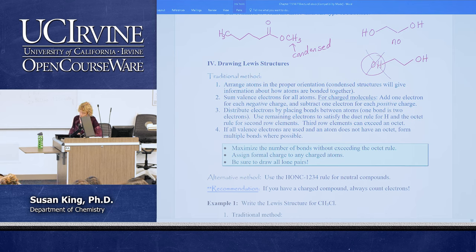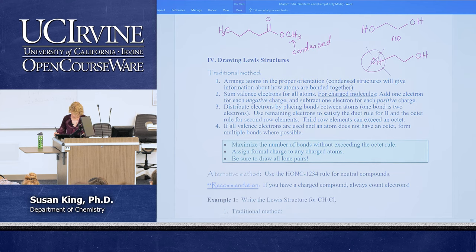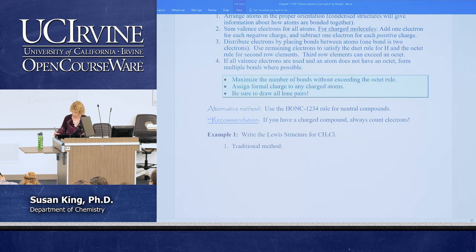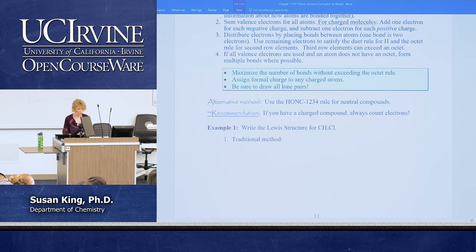Distribute electrons by placing bonds between atoms. One bond is two electrons. Use remaining electrons to satisfy the duet rule. You're going to distribute the extra electrons. We'll look at some examples. That's the best way to see how to do this. If all of the valence electrons are used and an atom doesn't have an octet, then you're going to form multiple bonds where possible. Okay, so that's what we're going to be looking at here. The other way to do this is to use the HONC 1-2-3-4 rule for neutral compounds. Again, if you have something that's not a neutral compound, it's charged, I highly recommend you take the extra step to count electrons. So here we go.